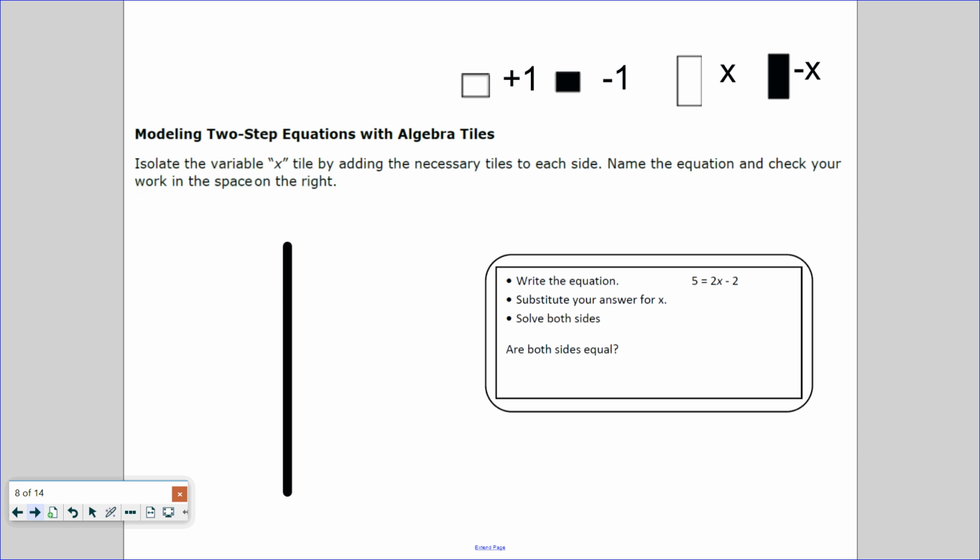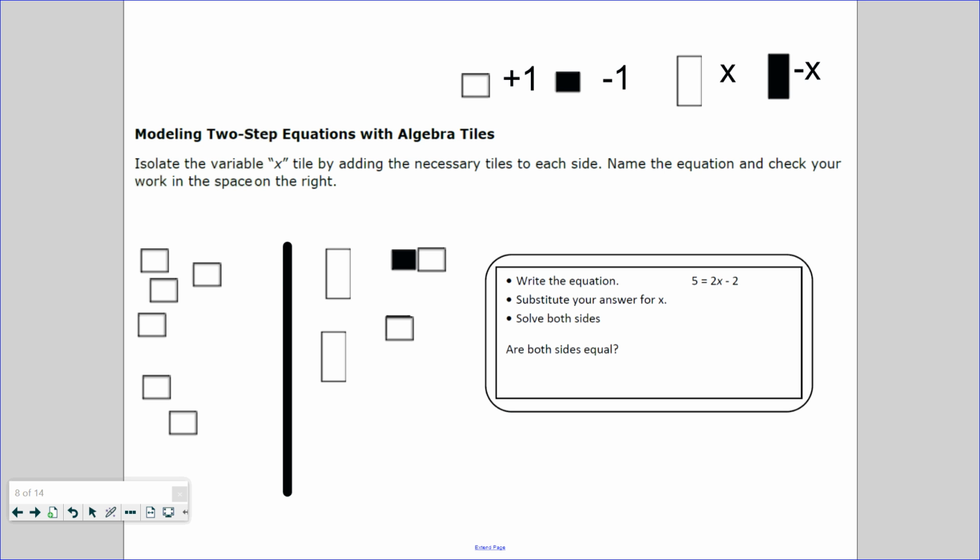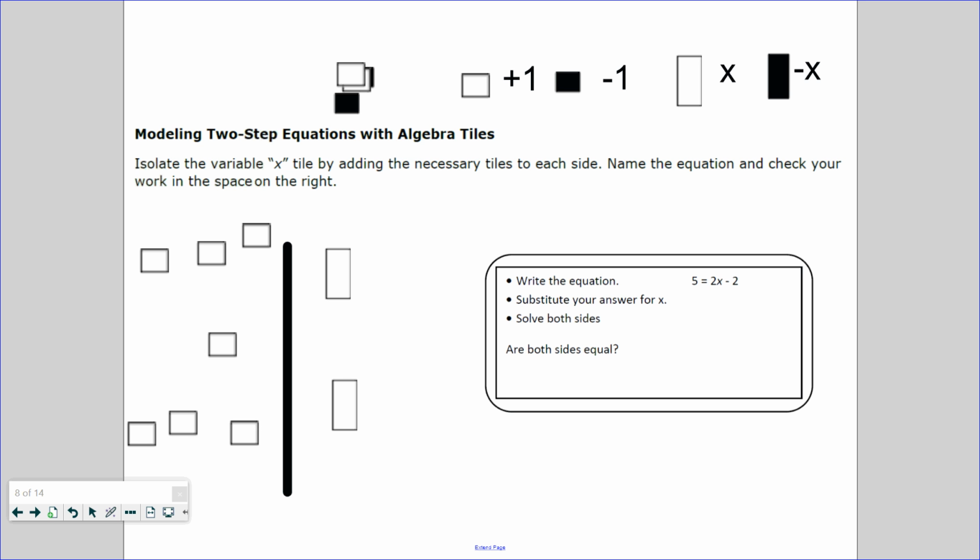Next one. Please model this equation: 5 equals 2x minus 2. I need to isolate x. What is the inverse of -2? +2, +2. So these zero pair out. How many positives will go? I need to divide these positives into 2 groups. Uh-oh, extra 1, divide this in half. So each x is equal to 3.5.